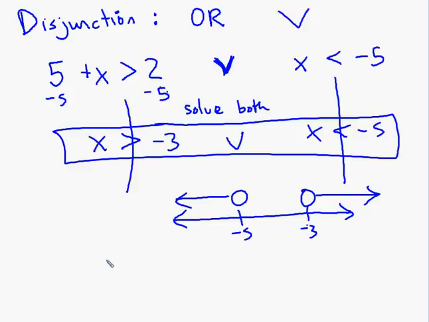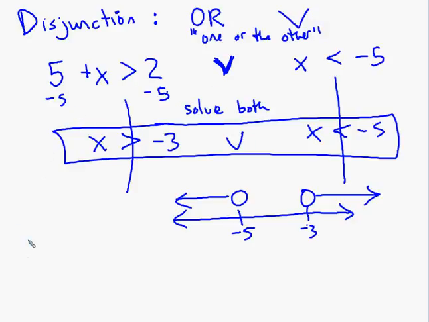So it's not a no solution? Not if it's an or. It can be either this or this, you've got to think one or the other. Whereas with and, or a conjunction, you think both.